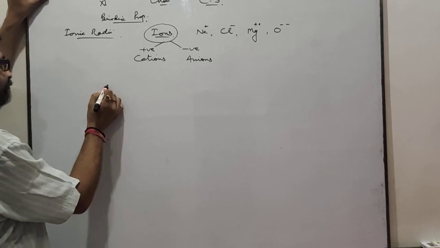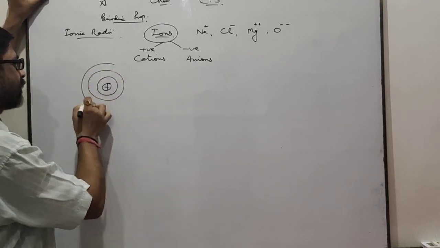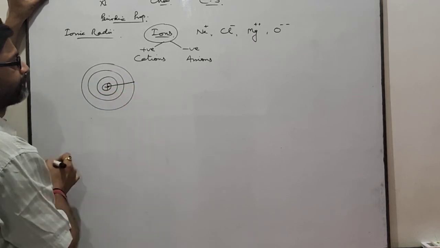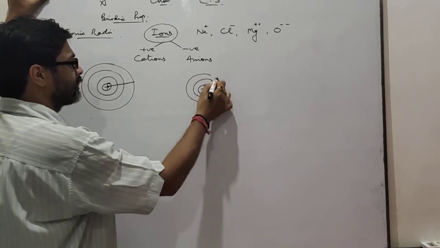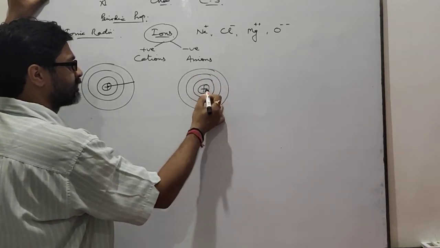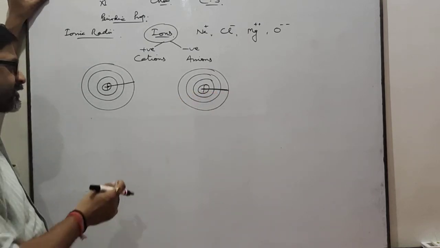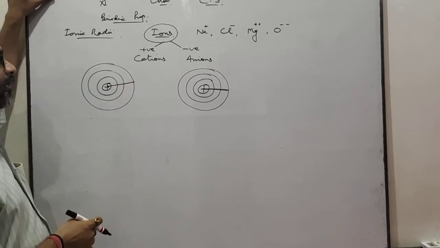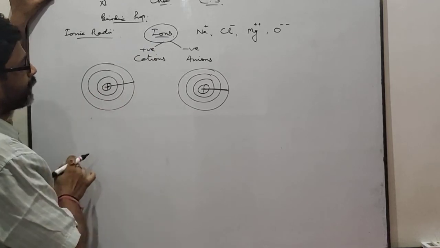The distance between the center of the nucleus to the outermost shell of a positive ion or a negative ion is known as ionic radius. The distance from the center of the nucleus to the outermost shell in an ion is called ionic radius.